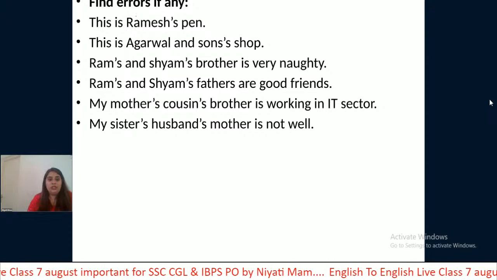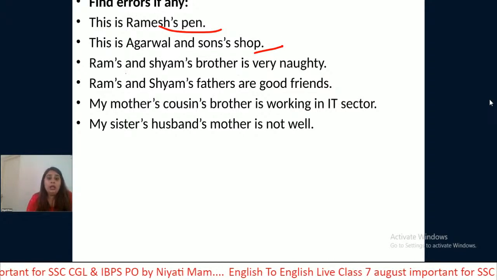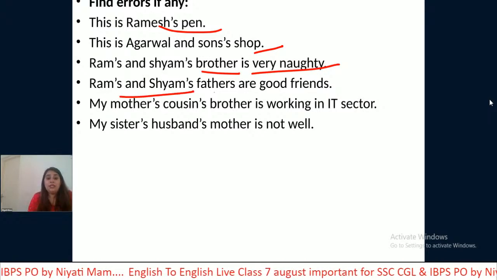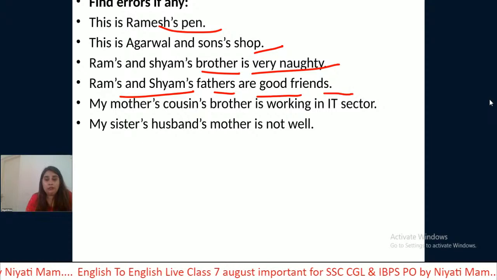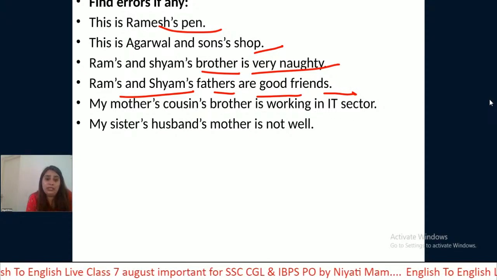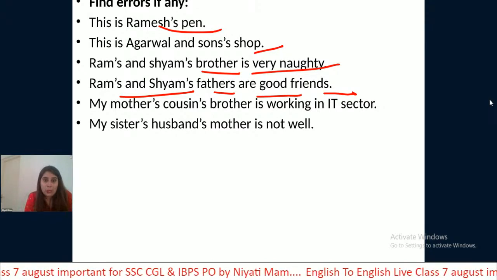This is Ramesh's pen. This is Agarwal and Sons shop. Ram's and Sham's brother is very naughty. Ram's and Sham's fathers are good friends. My mother's cousin's brother is working in IT sector. My sister's husband's mother is not well. Okay.